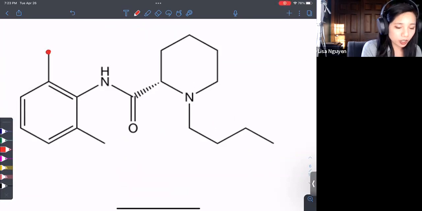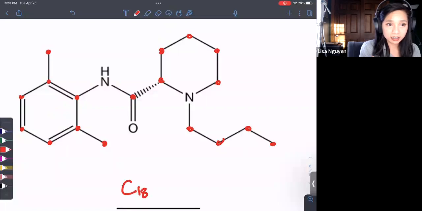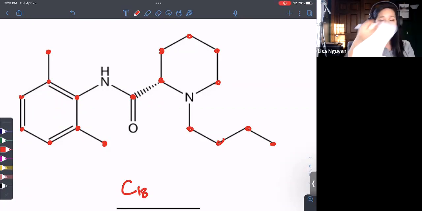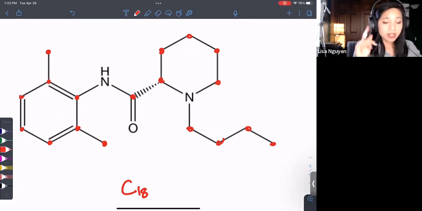So carbons first. 1, 2, 3, 4, 5, 6, 7, 8, 9, 10, 11, 12, 13, 14, 15, 16, 17, 18. C18. You struggle with adding. Yeah, I have to check 2 plus 2 in my calculator. C18, that's what my key says. Great. Now heteroatoms, be careful.